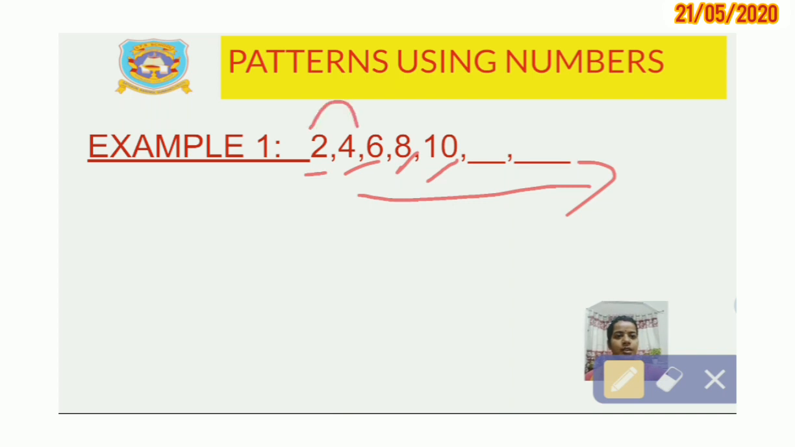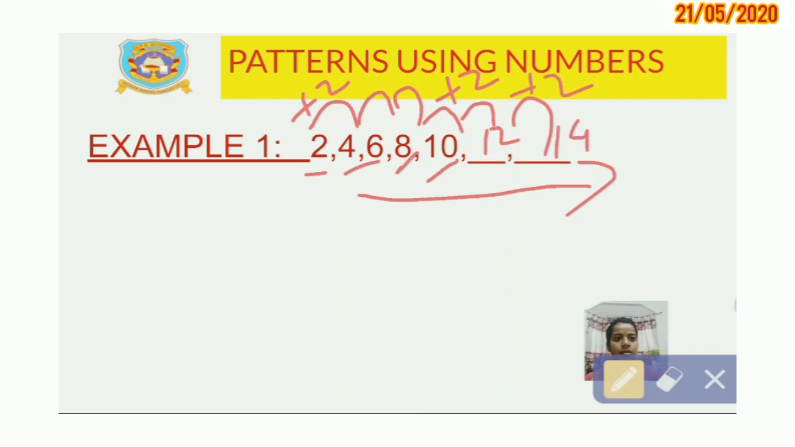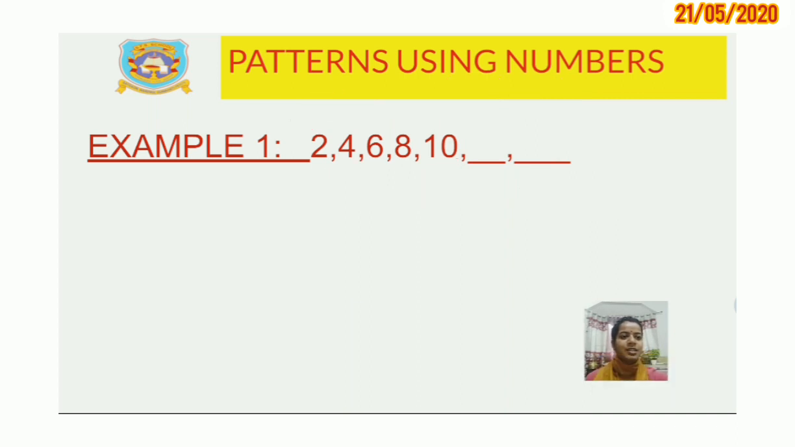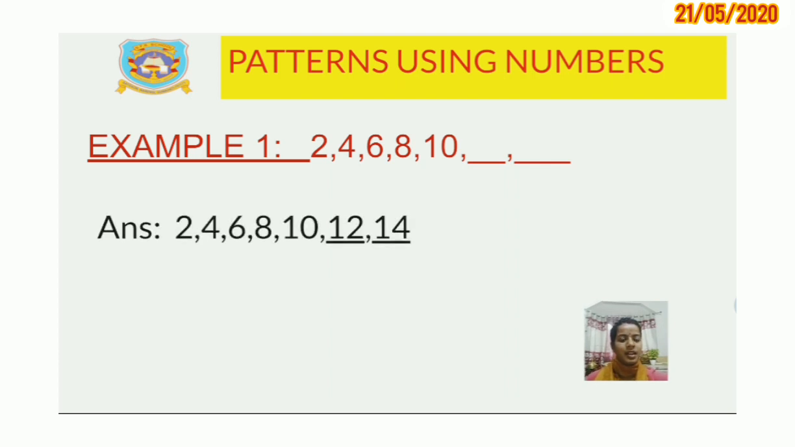Alright. So the next terms of the particular pattern are 10 plus 2 equal to 12, 12 plus 2 equal to 14. So the rule of this pattern is adding 2. Clear? Therefore, the pattern is what, dear students? 2, 4, 6, 8, 10, 12 and 14.